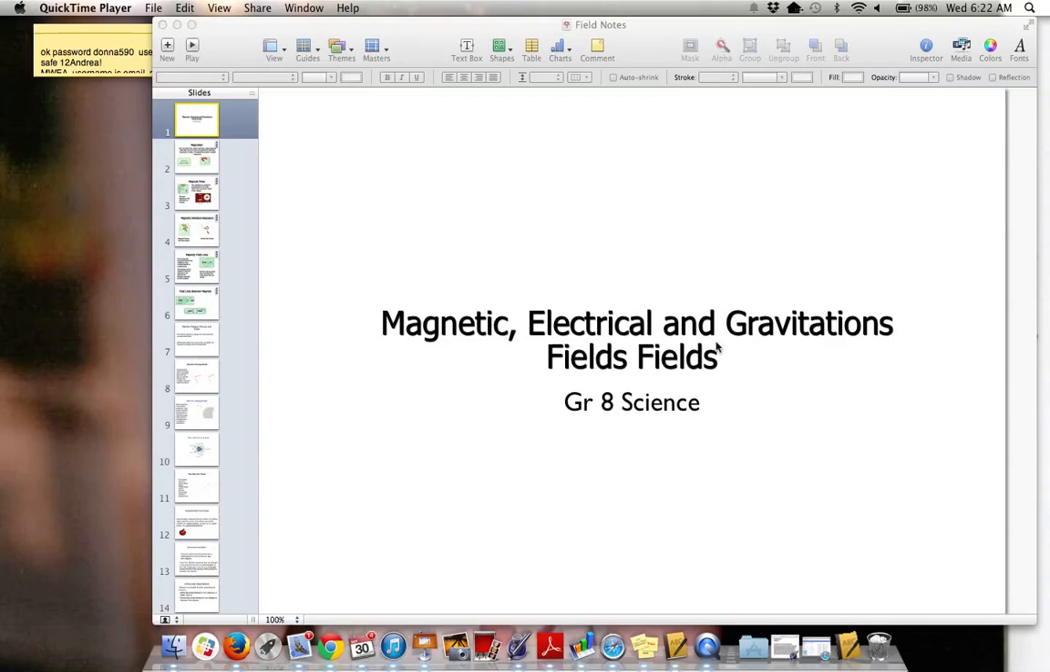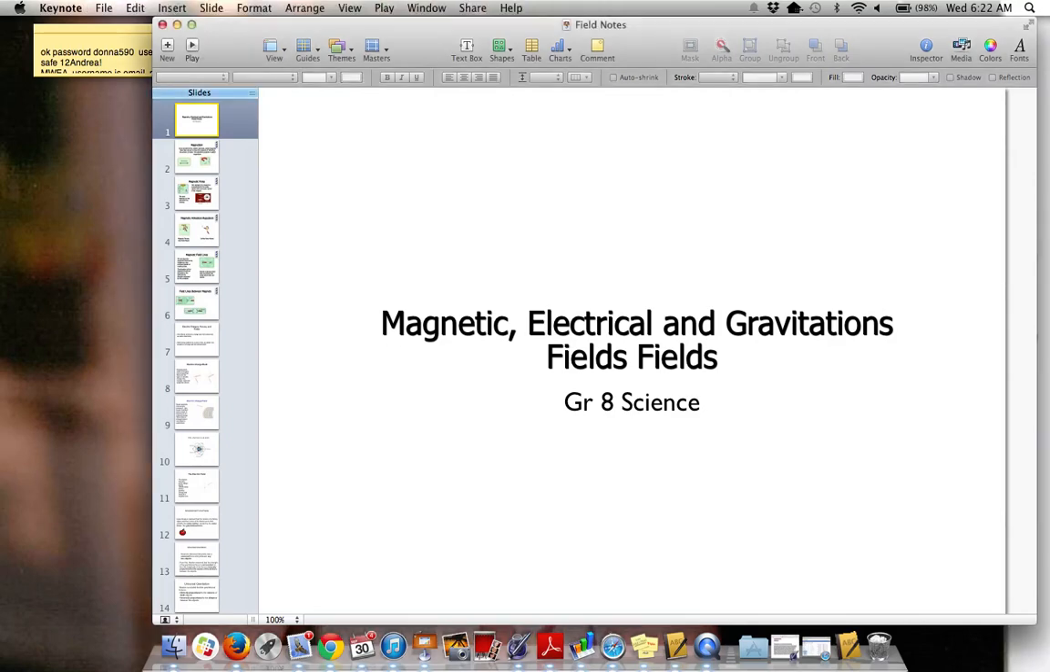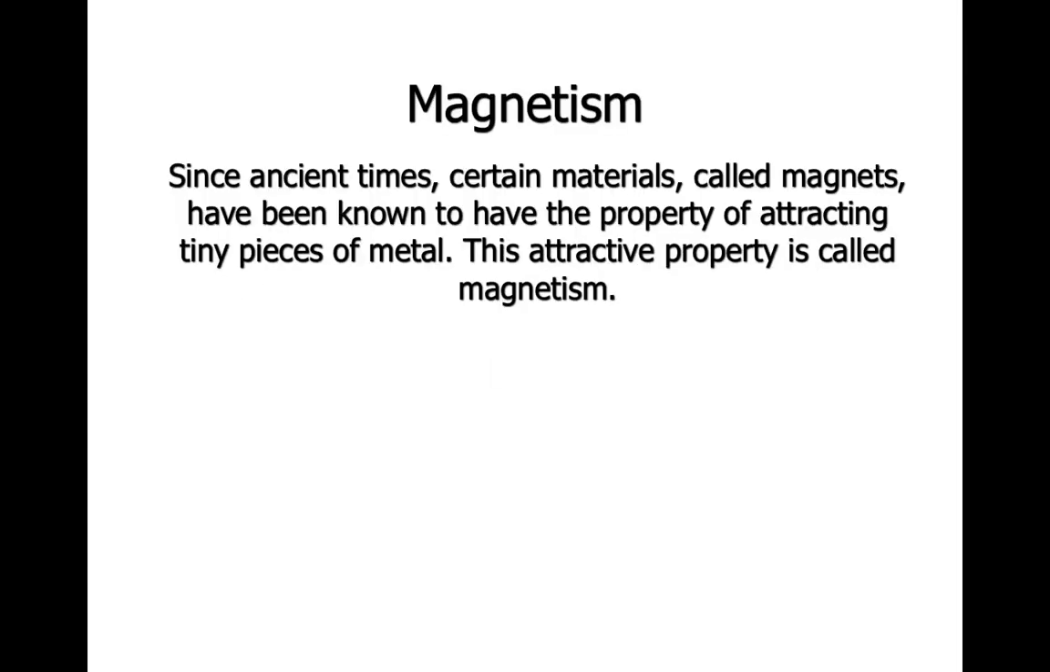Okay, let's take a look at our notes, and we're going to be looking at our magnetic notes to begin with. So, what is magnetism? Well, there have been things called magnets forever, and they've been known to have a property to attract tiny little pieces of metal. And we call this property of attraction magnetism. And this has been around since ancient times, for a very, very long time.